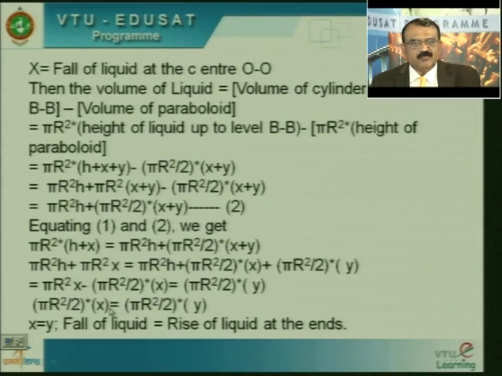What is x? Fall of liquid. What is y? Rise of liquid. Rise of liquid at the ends, fall of liquid at the center. So what it says, your OA is equal to OB. In other words, whenever there is a vortex flow, the rise of liquid at the ends is equal to fall of liquid at the center. I hope it is clear.